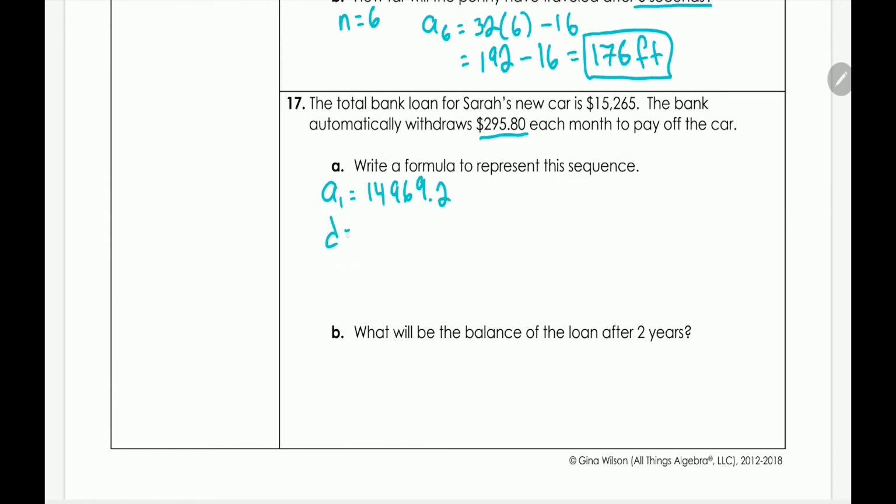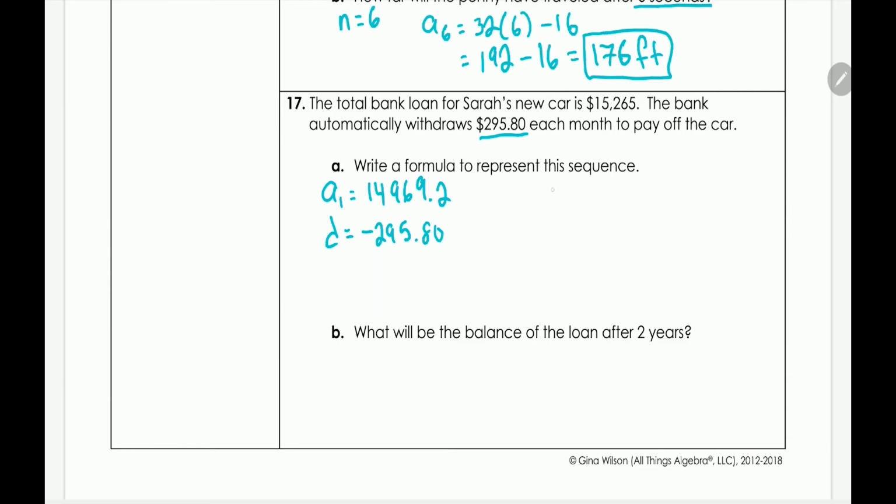And then the common difference. So in other words, each month, what are they taking out from the bank? If you read this problem, it says that the bank automatically withdraws $295.80. So withdrawal is usually a negative. So we're going to have negative $295.80 as our common difference for this sequence. Okay? So let's move on to trying to determine a formula to represent the sequence.